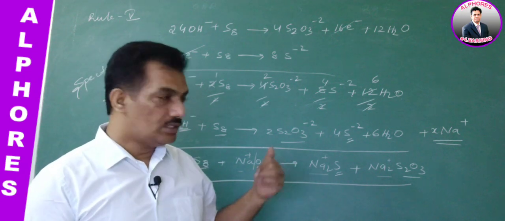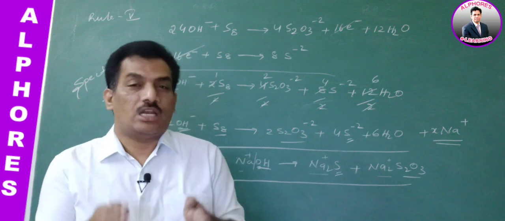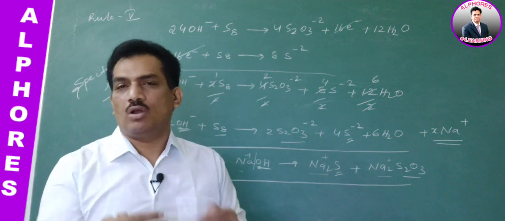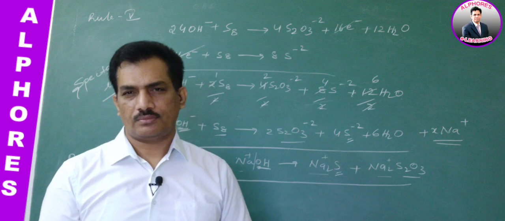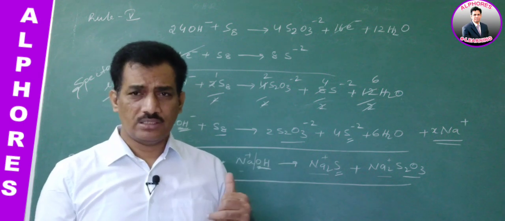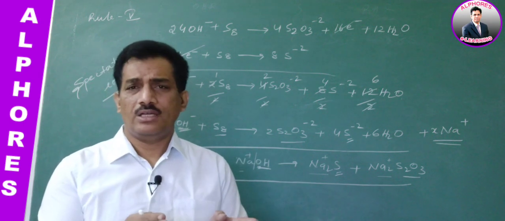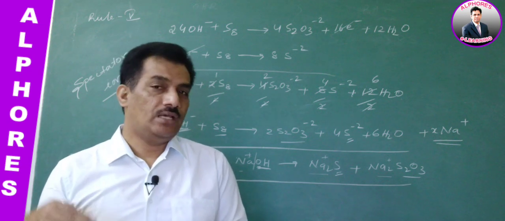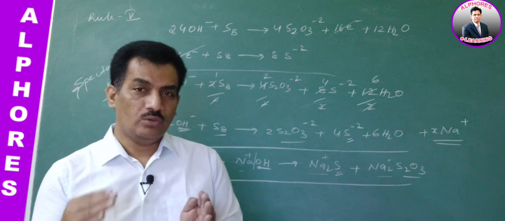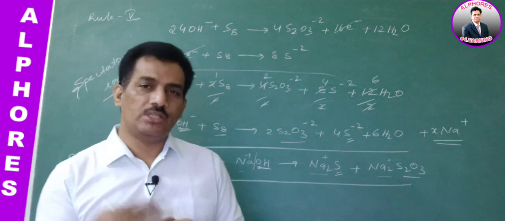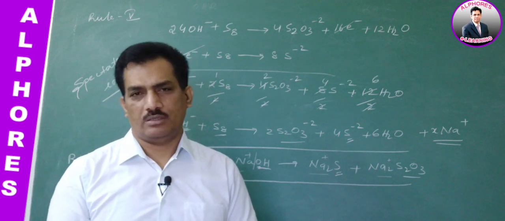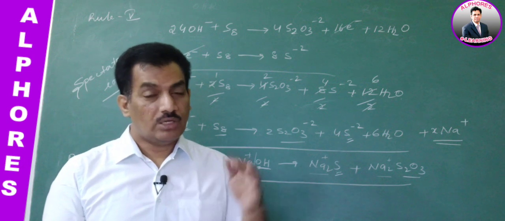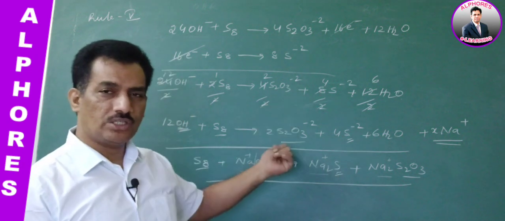But it is a subject which requires the highest knowledge of the content. This method, the ion electron method, is technically useful, but it is not convenient. Whereas the oxidation number method is useful as well as convenient to solve questions for competitive examinations. Clear? But to understand that, you should be a master in this one.